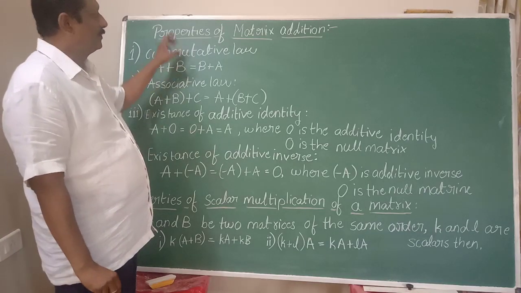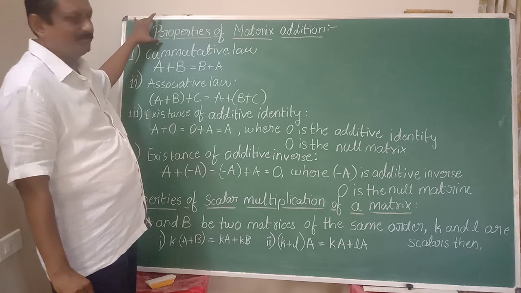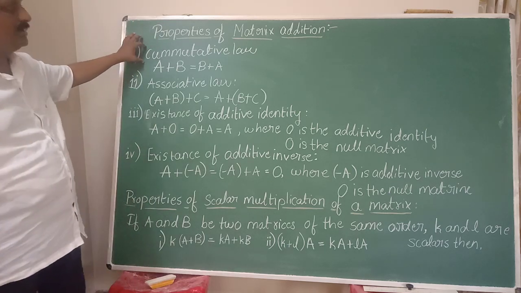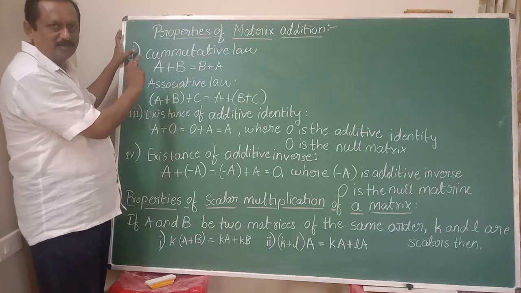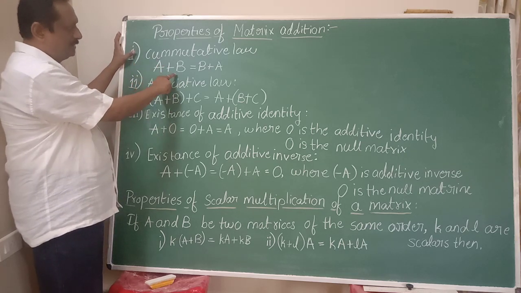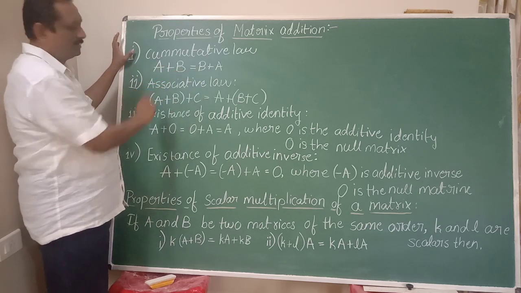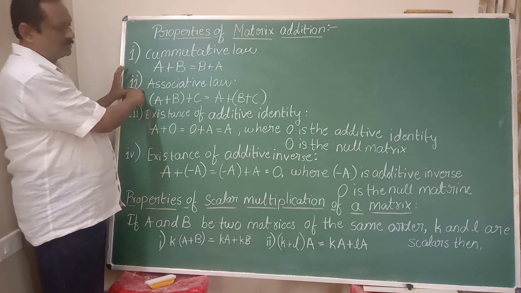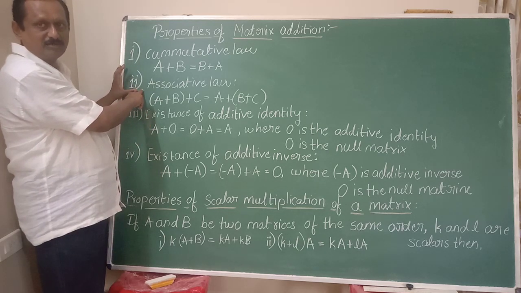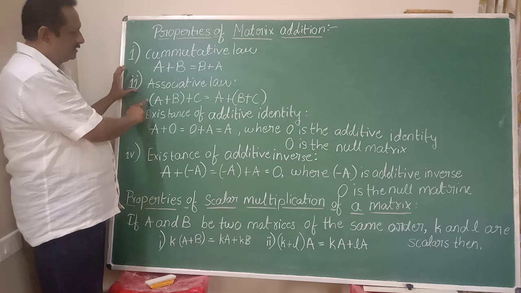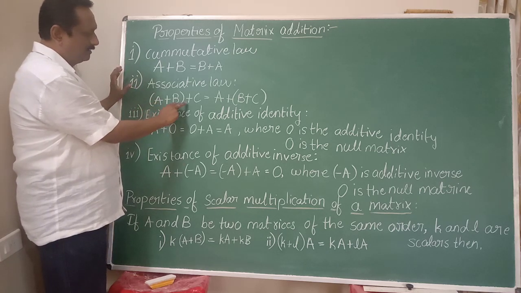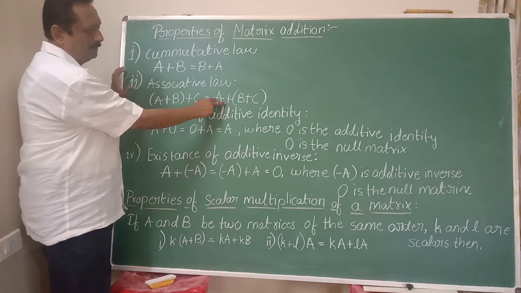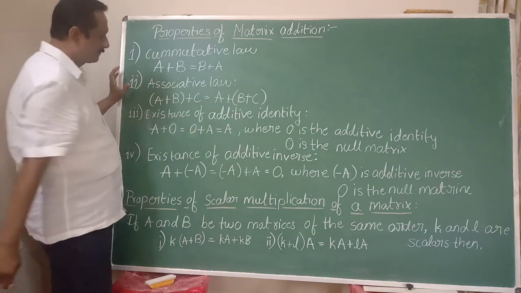Next, the properties of matrix addition. First one is the commutative law. Here A and B are two matrices of the same order, then A plus B is equal to B plus A. Second one, associative law. Here you have to take three matrices, A, B and C, having the same order, that is important. A plus B plus C is equal to A plus in bracket B plus C.